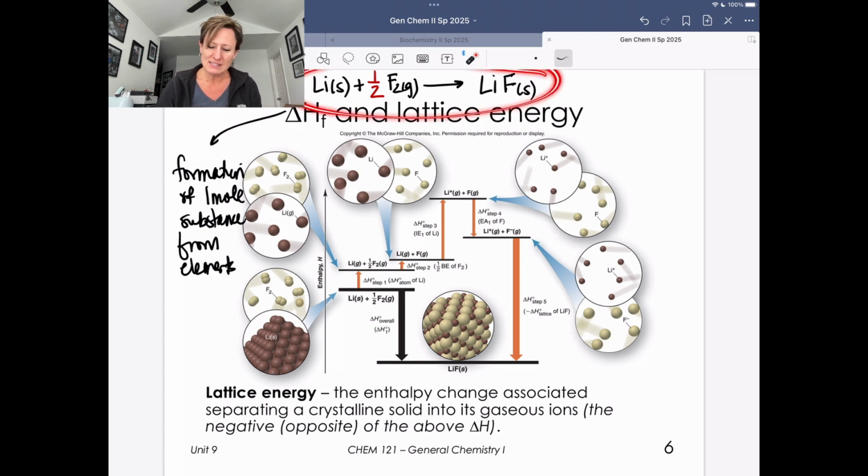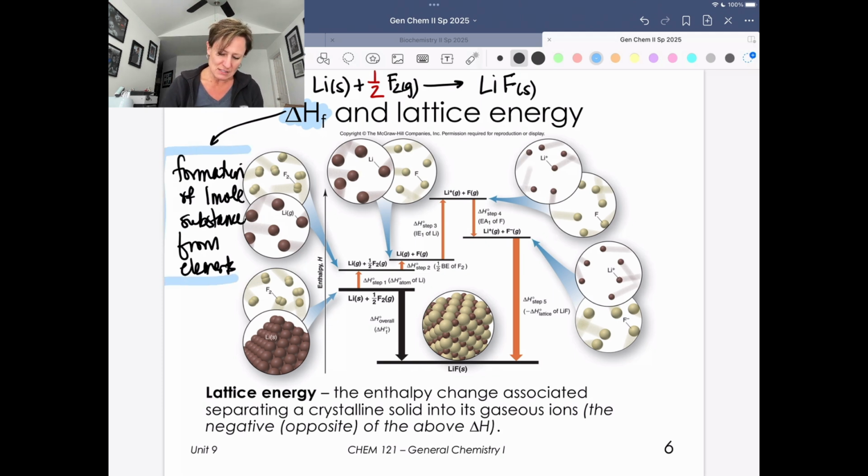We're going to see more of this later, so I want you to think about what it means to have a delta HF equation and subsequent value. Okay, so delta HF here is the formation of 1 mole of a substance from its elements, and if we're looking at forming lithium fluoride, that's an ionic compound. Okay, here's the equation that we draw.